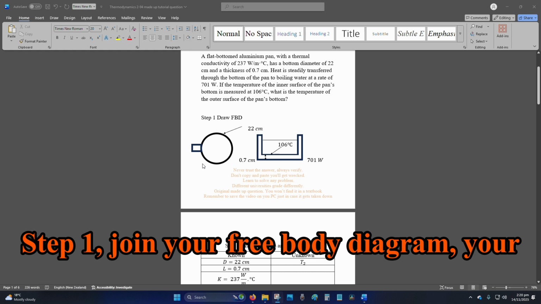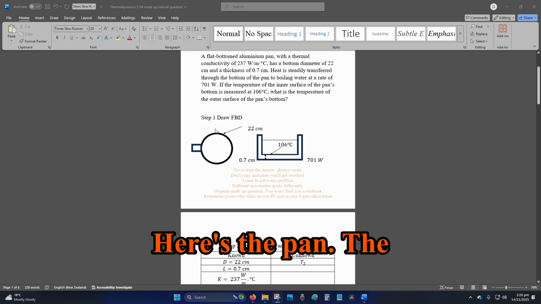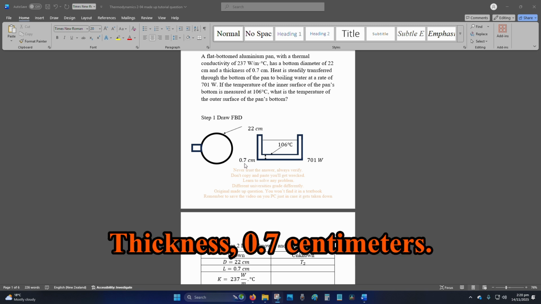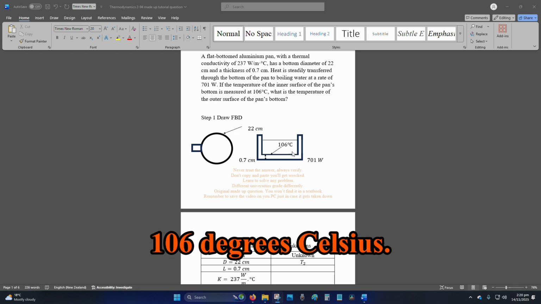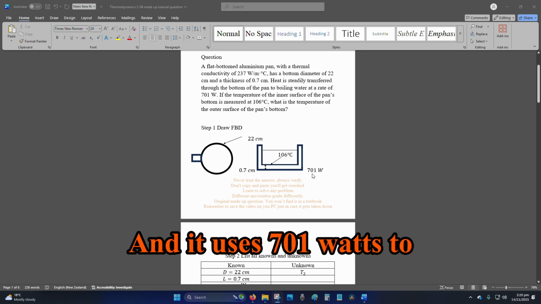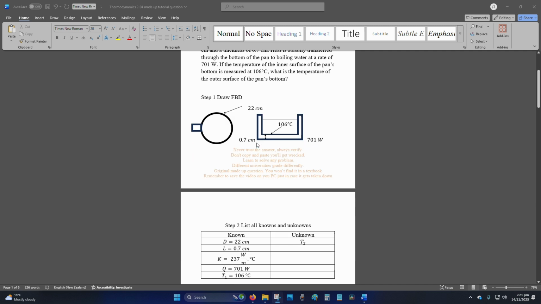Step 1, draw your free body diagram, your FBD. This will help you visualize the problem. Here's the pan. The diameter is 22 centimeters. Thickness 0.7 centimeters. And then the inner surface temperature is 106 degrees Celsius, and it uses 701 watts to boil water at a steady rate.